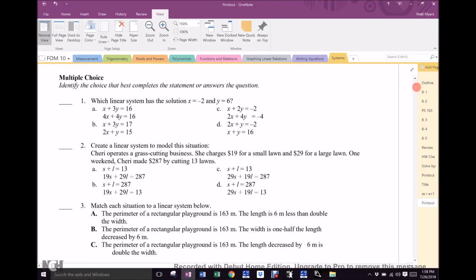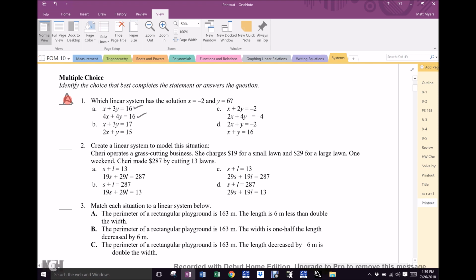Okay, ladies and gentlemen, here is the system's test key as promised. Which system has this as a solution? You just sub it in. Negative 2 plus 3 times 6 is 18, is 16. Negative 8 plus 24 is 16, so it was A.